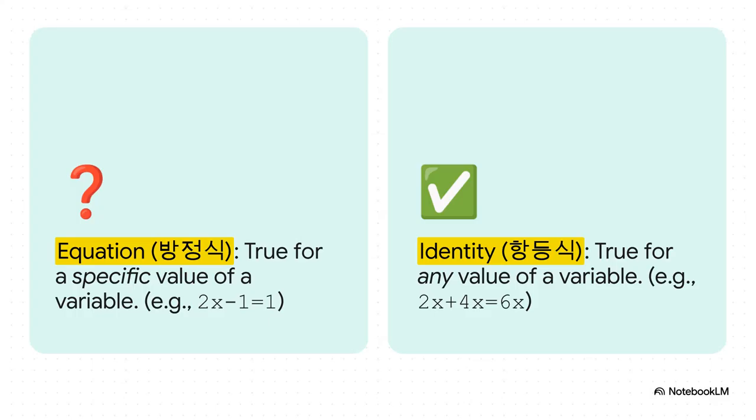Now, real quick, it's good to know there are two flavors of these things. What we're focused on are equations. Think of an equation as a mystery novel. There's only one specific solution that makes it true. The other type is an identity, which is more like saying a cat is a cat. It's always true, no matter what. But today, we're detectives, and we're solving the mystery of the equation.